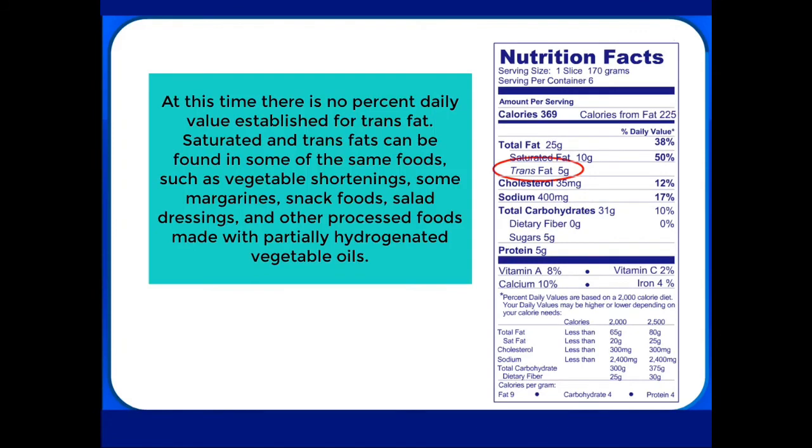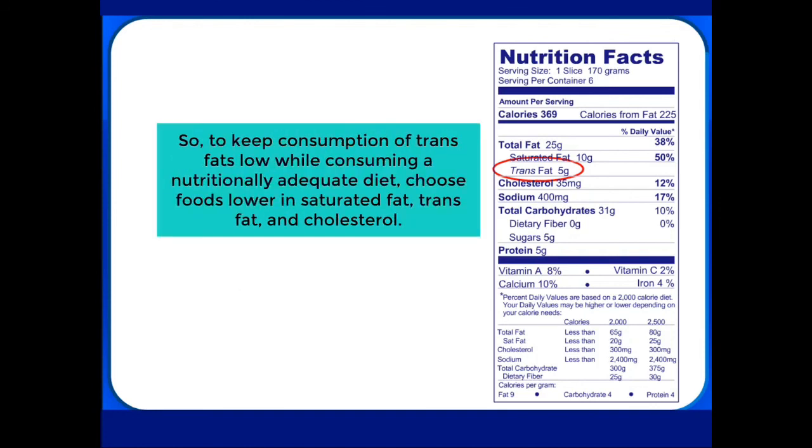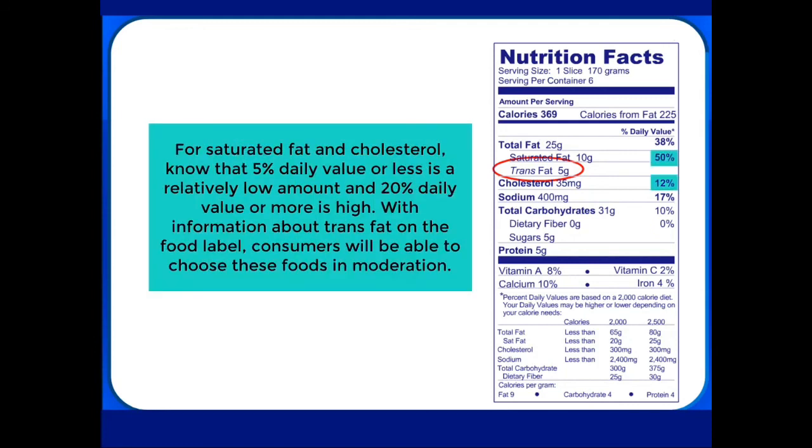Saturated and trans fats can be found in some of the same foods, such as vegetable shortenings, some margarines, snack foods, salad dressings, and other processed foods made with partially hydrogenated vegetable oil. So to keep consumption of trans fats low while consuming a nutritionally adequate diet, choose foods lower in saturated fat, trans fat, and cholesterol. For saturated fat and cholesterol, know that 5% daily value or less is a relatively low amount and 20% daily value or more is high. With information about trans fat on the food label, consumers will be able to choose these foods in moderation.